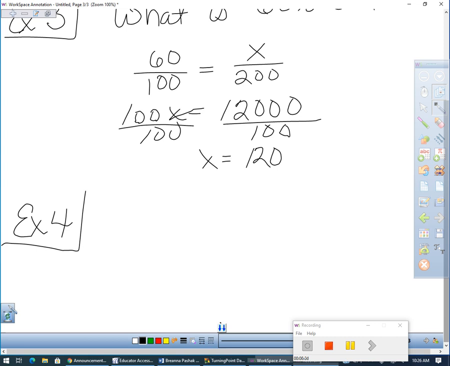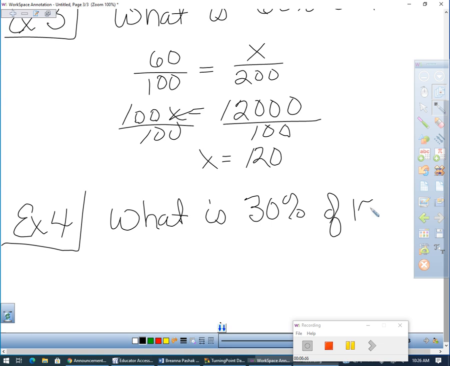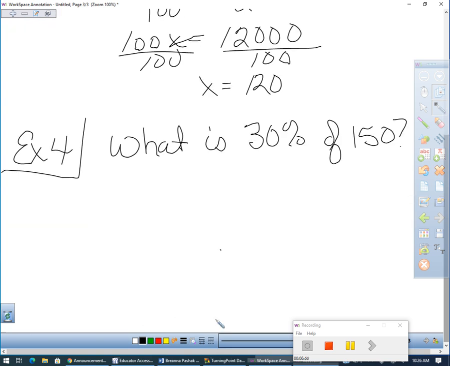Example number 4. How about, what is 30% of 150? All right, Ian, set it up for me. 30 over 100 equals x over 150.